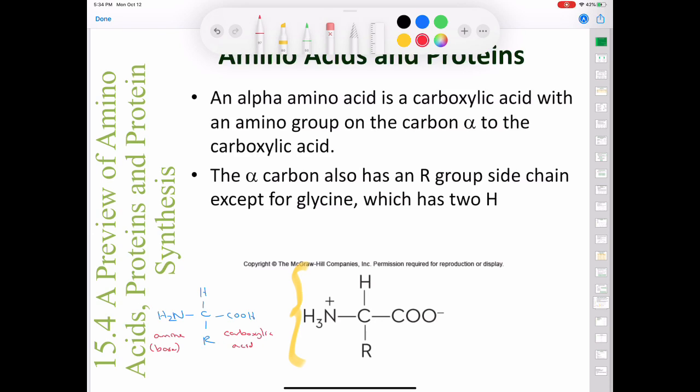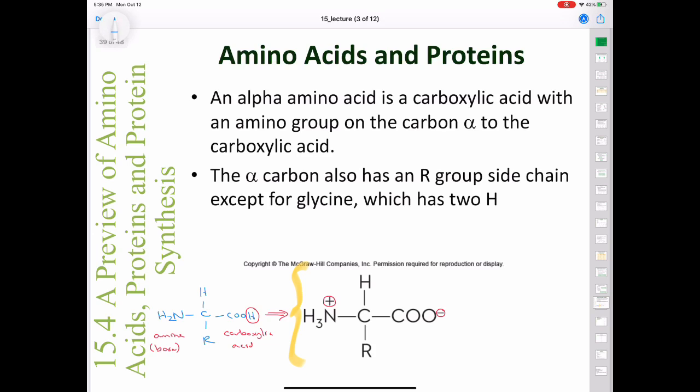So what happens is the carboxyl group is going to donate this proton, and the amine is going to accept it, and what you end up with is this structure over here, where we have the nitrogen with an extra hydrogen so that it has a positive charge, and the carboxyl will have lost the proton to become a carboxylate. Overall, we still have a neutral molecule, but this is more correct, showing this ionized form.